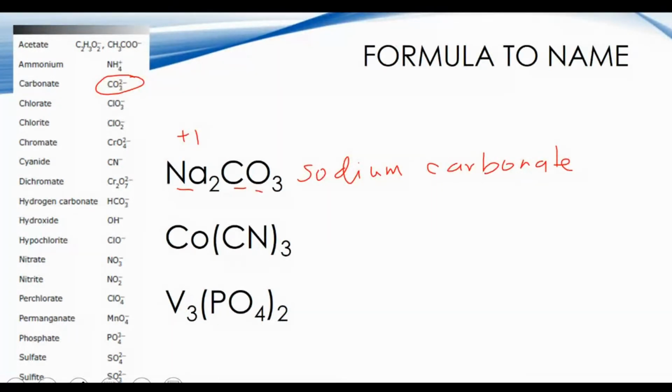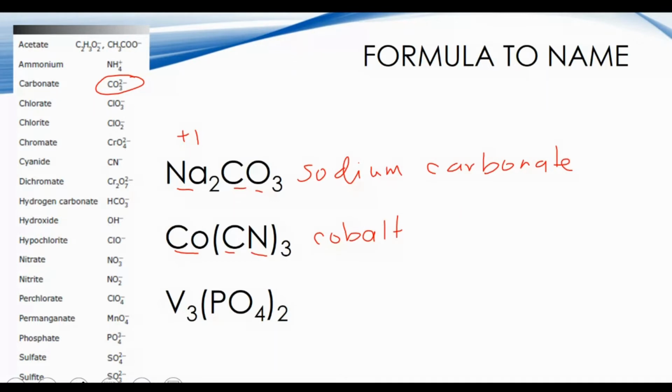We have Co(CN)3. This right here is another example of a ternary ionic compound. We have cobalt, we have carbon, and we have nitrogen. So I know that I'm going to name my metal cobalt, and I know based on the location of cobalt, we'll have multiple oxidation numbers. So I'm going to have to go back and look at that to figure out what are the charges that they have. And then CN, it's in parentheses.